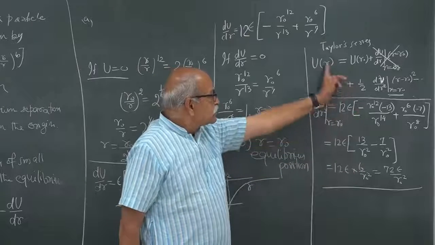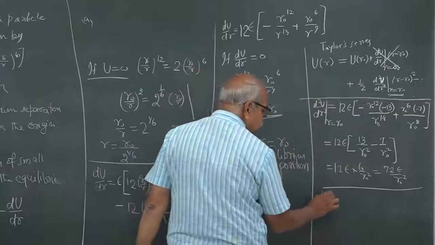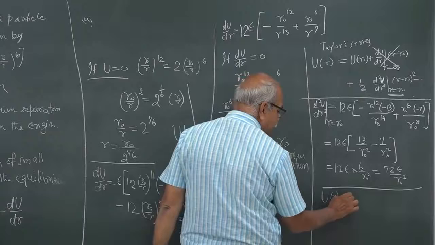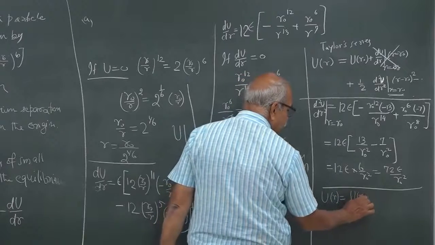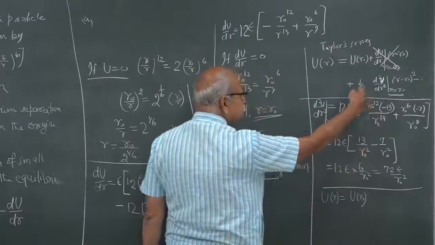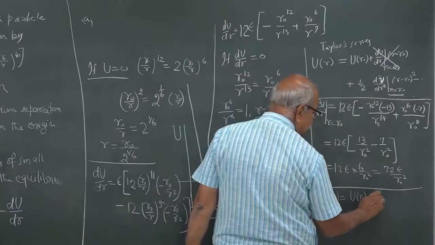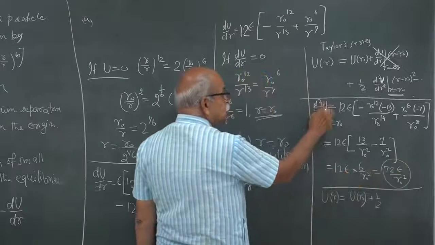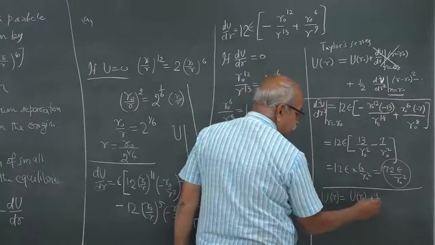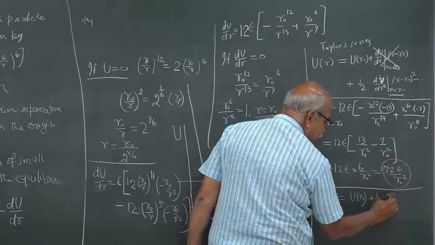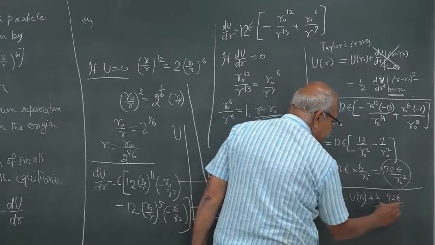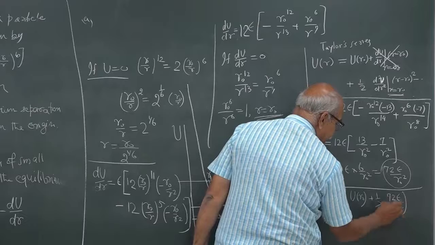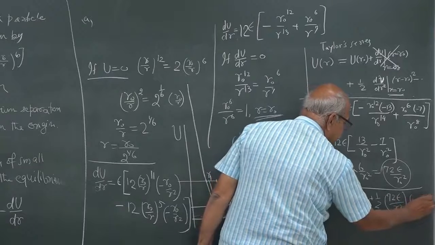Now, look at this term: u r is equal to u r naught and then plus half of this quantity d2u dr square at r equal to r naught. So, that is 72 epsilon divided by r naught square and then r minus r naught square.